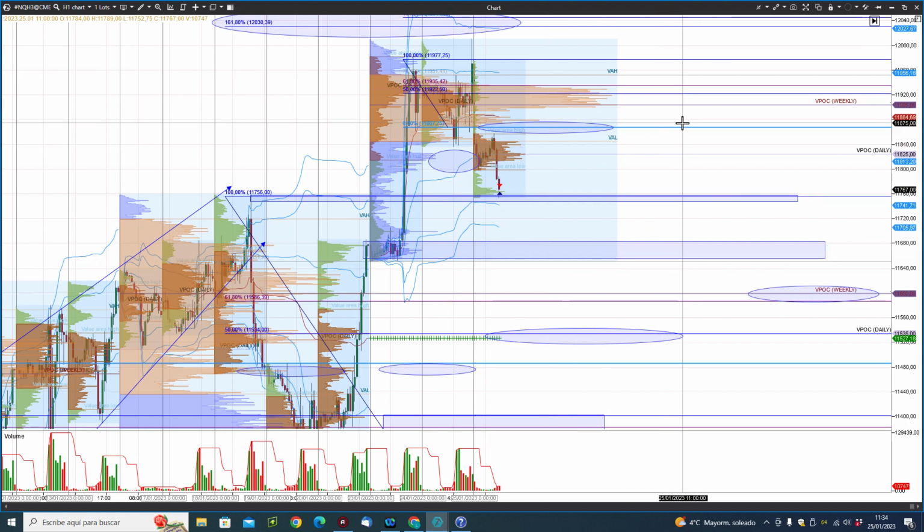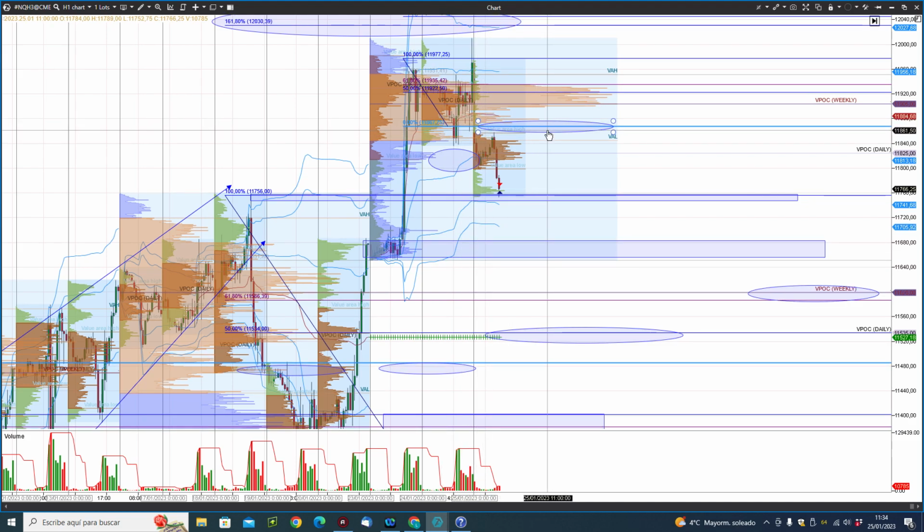11,653. The higher targets would be, first step, value area low at 11,848. Then this, really the most important, would be this zone that begins at current weekly VPOC, 11,906, from this point to 11,933 approx. Okay.